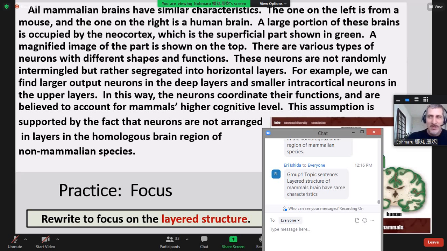So you could say, for example, on this slide, I'm going to talk about the role and benefit of layered structure. But of course, if someone suddenly hears layered structure, they won't know what layered structure it is. So to make it a little bit easier, I'm going to talk about the role and benefit of having a layered structure of neurons in mammals' brains. That could be a topic sentence. Okay.